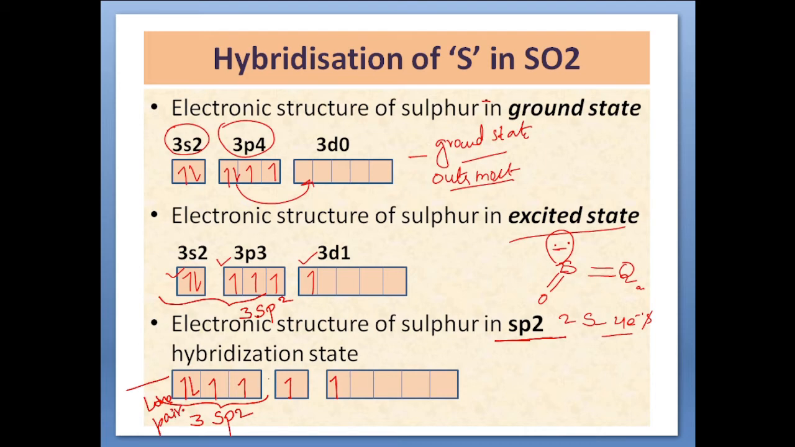These unpaired electrons then form sigma bonds with the oxygen atoms. So this electron participates in a sigma bond and this also in a sigma bond. This electron participates in the formation of a pi bond and this electron participates in the formation of a pi bond.